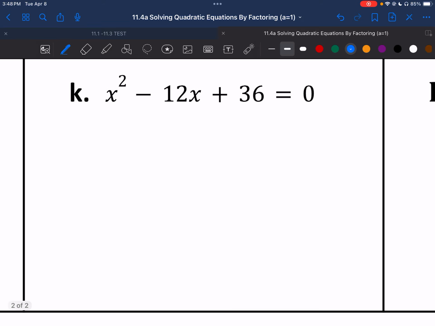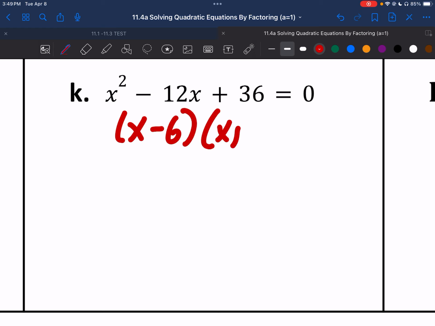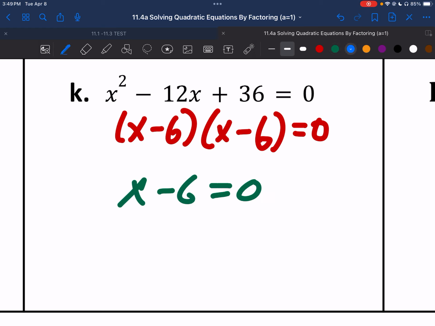Letter K, x squared minus 12x plus 36 is equal to 0. So I'm looking for factors of 36 that add up to negative 12. This is one of our special cases because it's a perfect square trinomial. So we have x minus 6, x minus 6 equals 0. And so when I set that up, x minus 6 is equal to 0, and then I add 6 to both sides, and x is equal to positive 6.